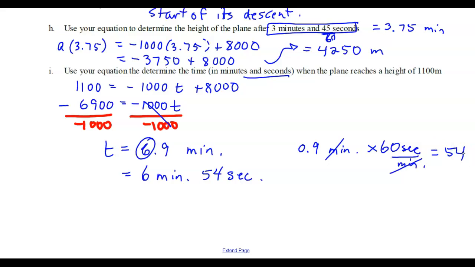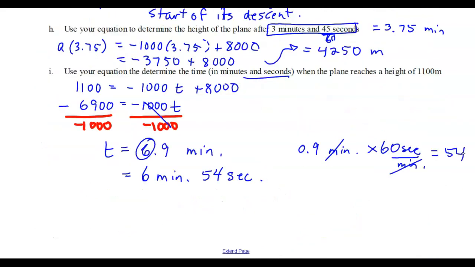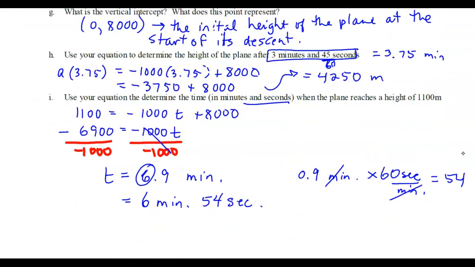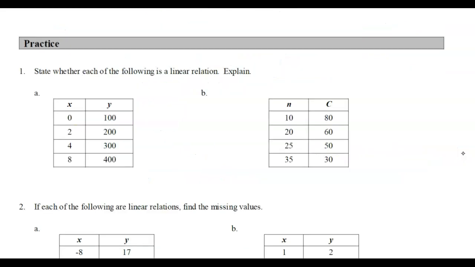So if we take a look on our graph at 1,100, approximately, just above here, so we go across, and it's going to be a little less than 7 minutes, and this is a little less than 7 minutes. Okay, 6 seconds short. All right, so then we're done the lesson, and you can start the practice.